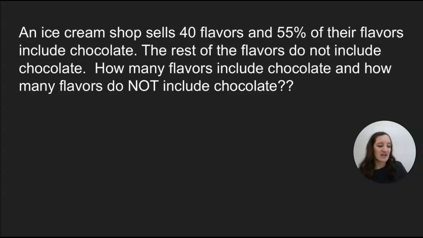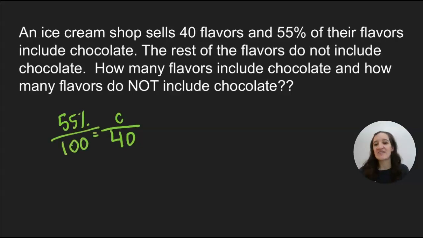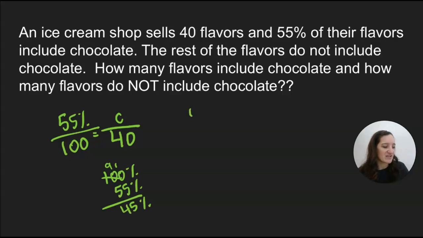Okay, so 40 I know is the total amount of ice creams that they do. 55%, so I'm going to put 55 up here with a C. That 55% is the amount of ice cream that includes chocolate. The rest of the flavors do not include chocolate. So if there's 100% total, 55% include chocolate, then that means that 45% will not include chocolate.